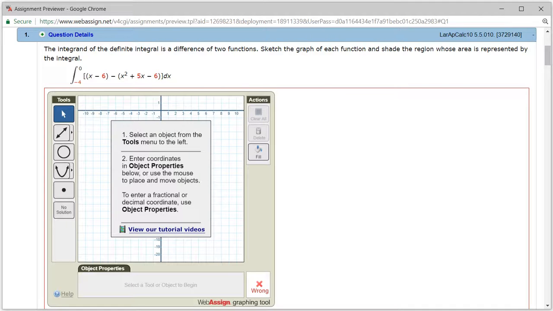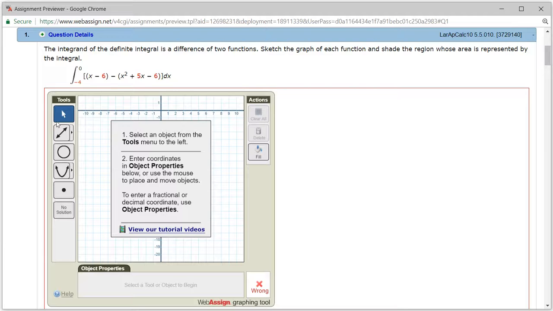Alright, let's look at the homework 5.5, 5.6, problem number 1. We want to sketch the region whose area is represented by this definite integral. Alright, so let's do that.